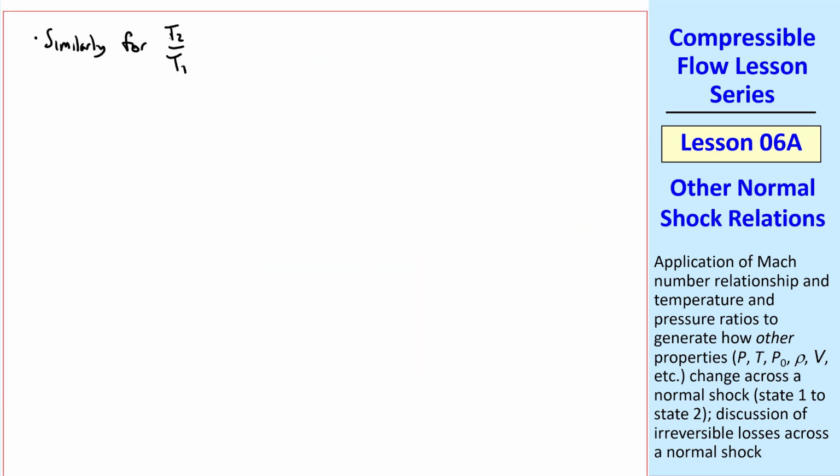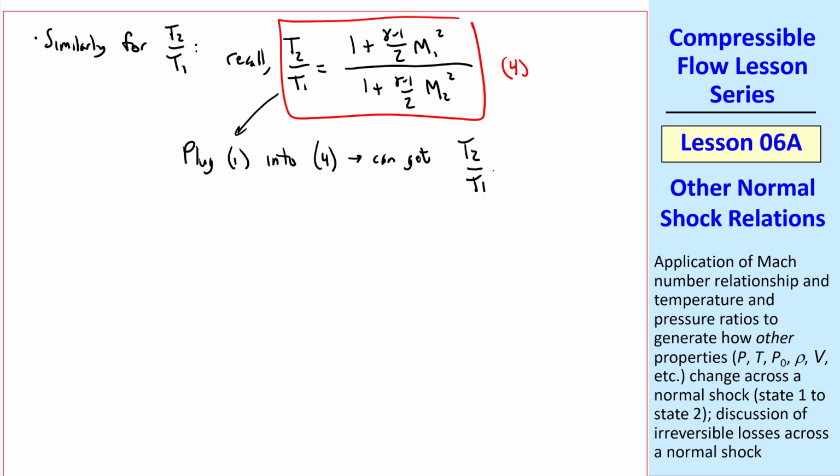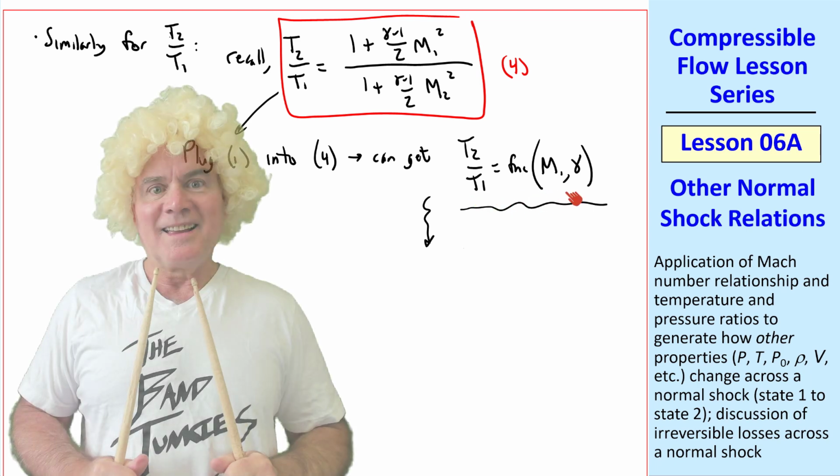We can do the same thing for T2 over T1. Recall that T2 over T1 was given by this expression, which I'll call equation 4, and it also involves calculating M2 as an intermediate step in order to get the temperature ratio. If we plug equation 1 into equation 4, we can get T2 over T1 as a function of M1 and gamma only. The algebra is rather involved to do this, and in most cases I prefer to use this equation rather than the one we derived from here.